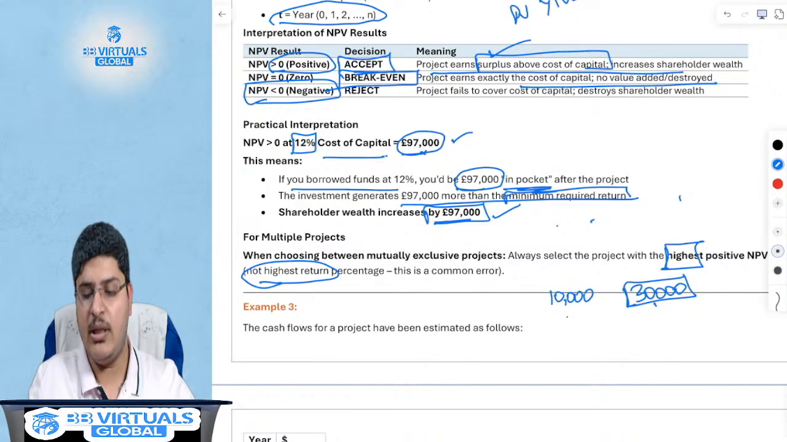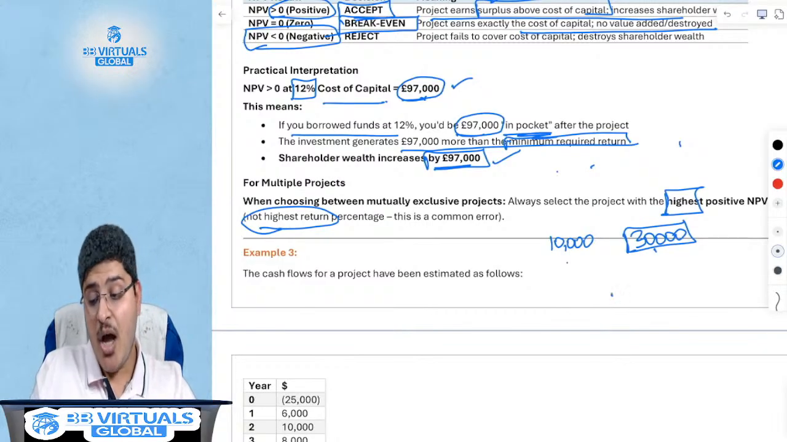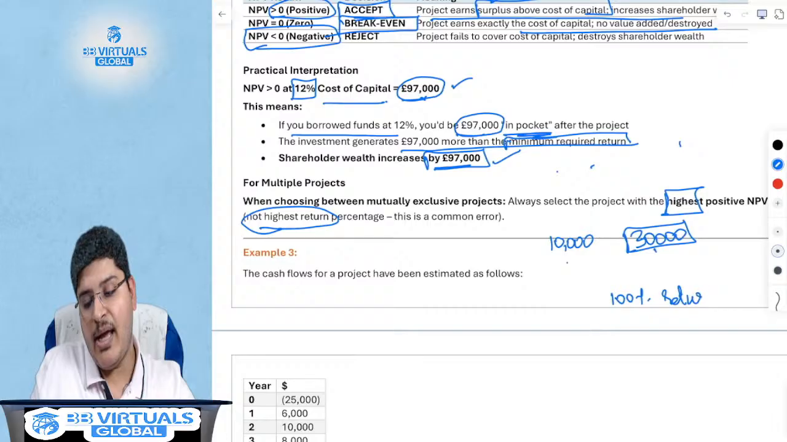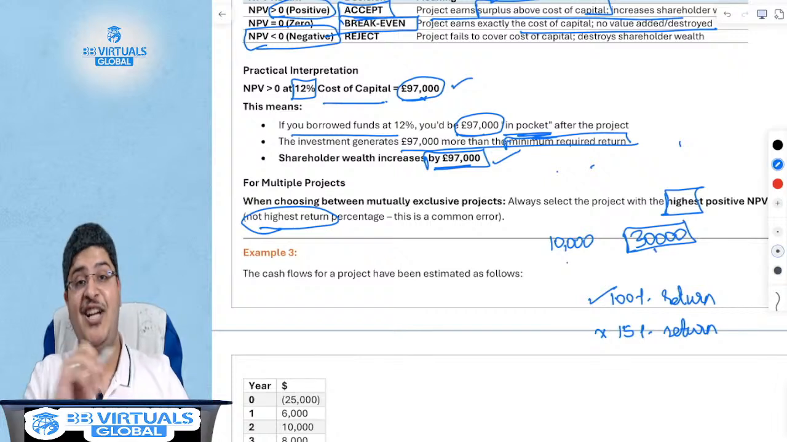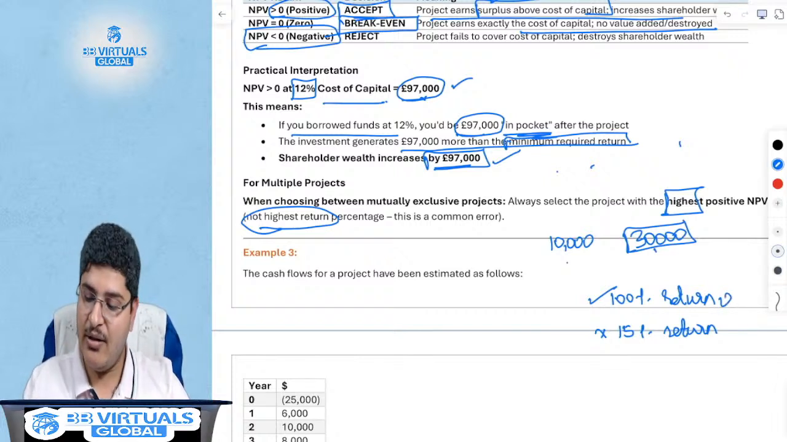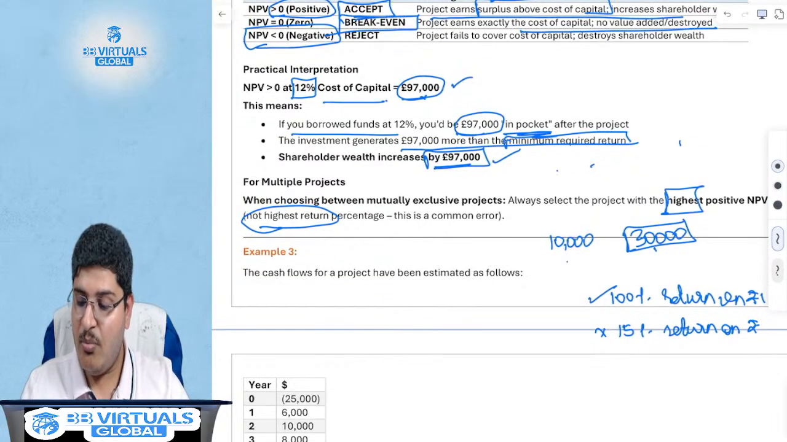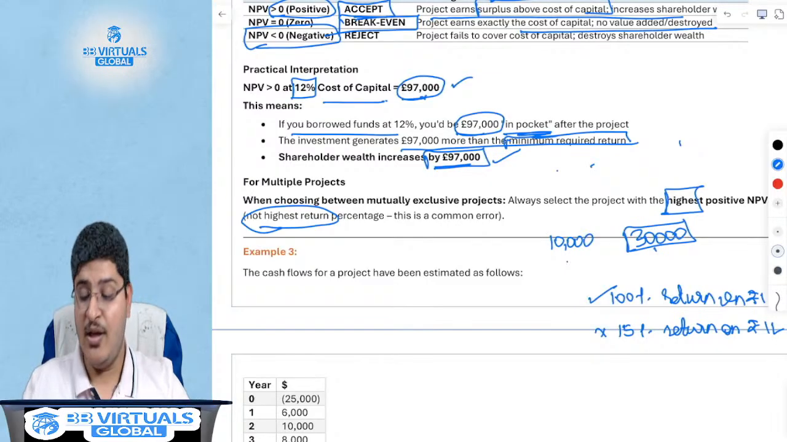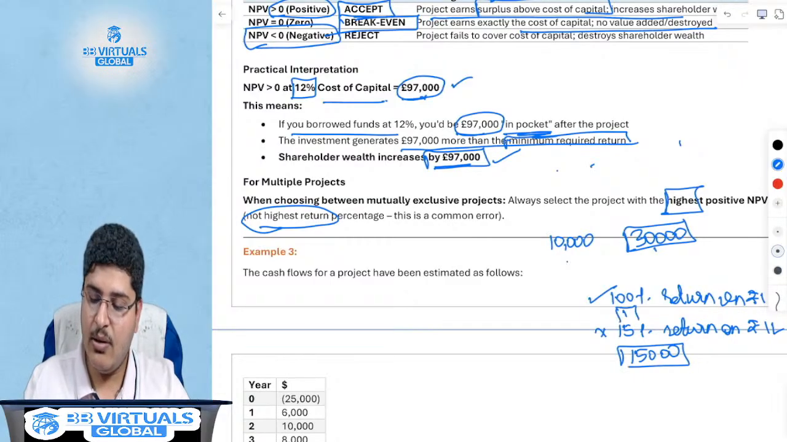It doesn't matter what the return percentage is, because think of it as one friend of yours says, I have earned 100% return. And another friend says, I have earned 15% return. Intuitively, you will say friend 1 is better than friend 2. But later friend 1 comes and says, oh, I have earned 100% return on rupee 1. And this second friend has earned 15% return on rupee 1 lakh. So this gentleman has earned 15,000 rupees and this gentleman has earned only rupee 1.